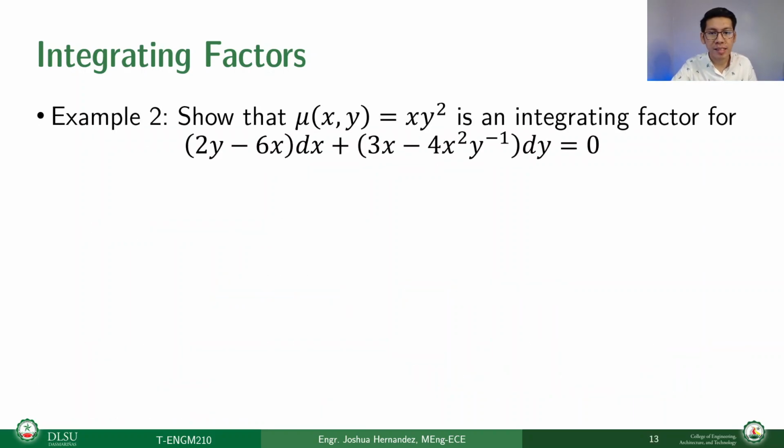Now, let's take another example. In this example, we're asked to prove that mu(x,y) is equal to xy squared, which is our integrating factor for the given function of (2y minus 6x) dx plus (3x minus 4x squared y raised to negative 1) dy is equal to 0. So let's go ahead and try and do that.